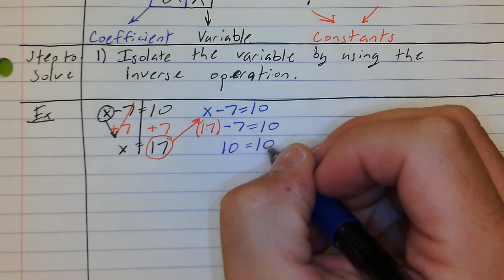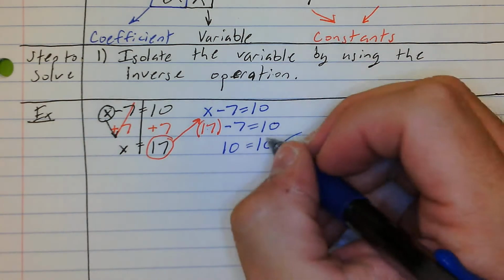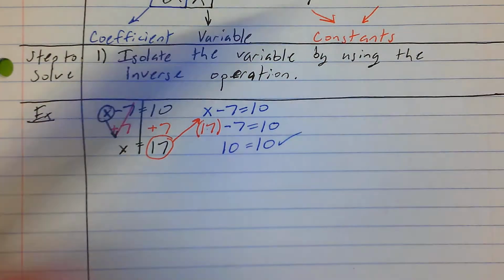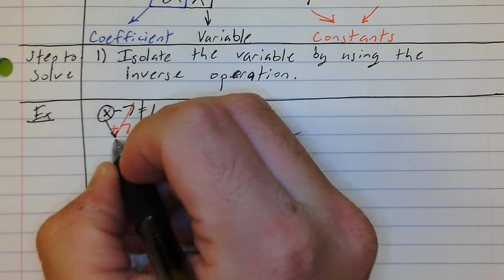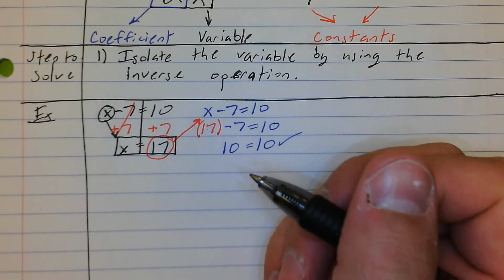Now, if this is a true statement, then my answer is correct. So does 10 equal 10? Yes, it does. That is a true statement. So since this is true, x is equal to 17. That is my correct answer. 17 is the correct answer.